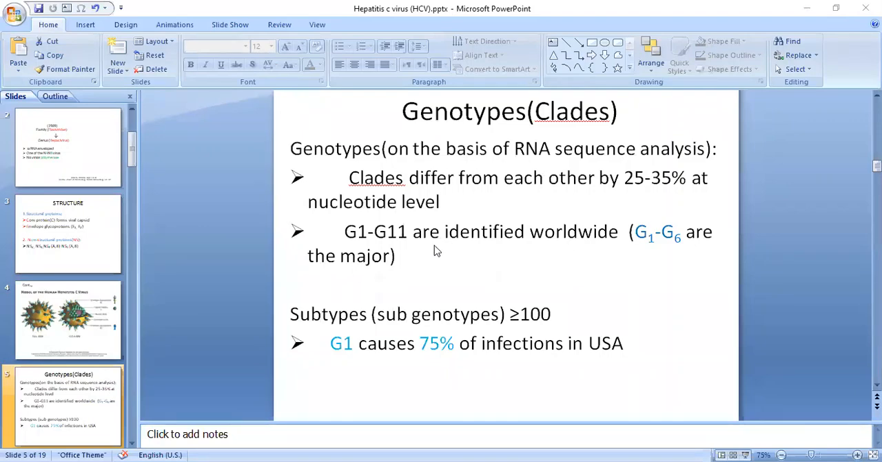So anyway, there are 11 genotypes worldwide, from G1 to G11, and the major, most common ones are G1 to G6. Again, these genotypes are divided into subtypes, and there are more than 100 subgenotypes. Genotype 1 causes 75% of the infections in the USA. So this is the common genotype in the USA.